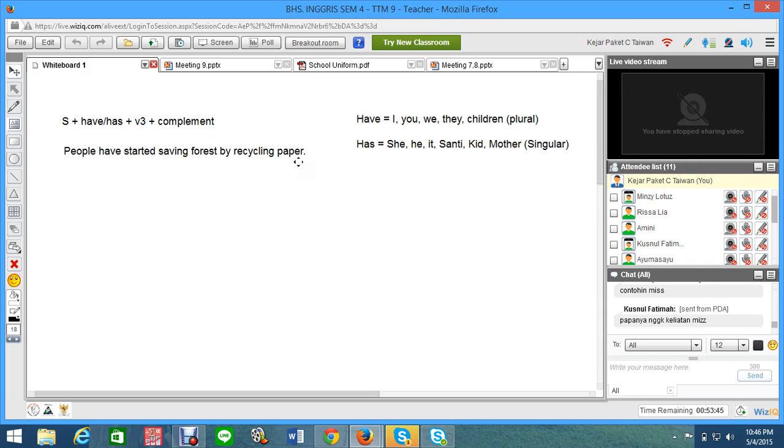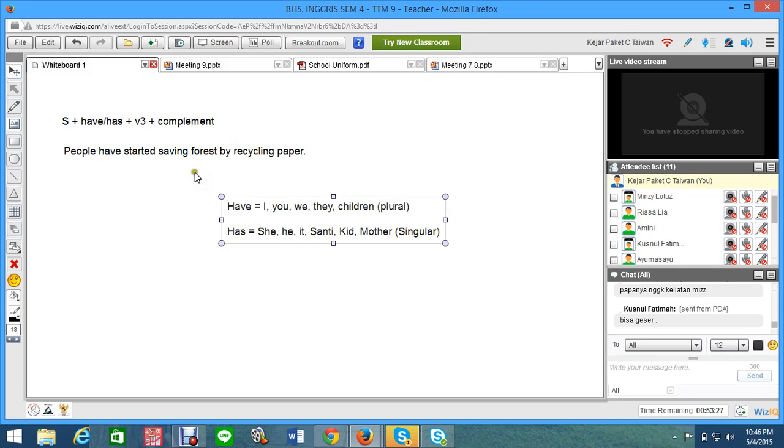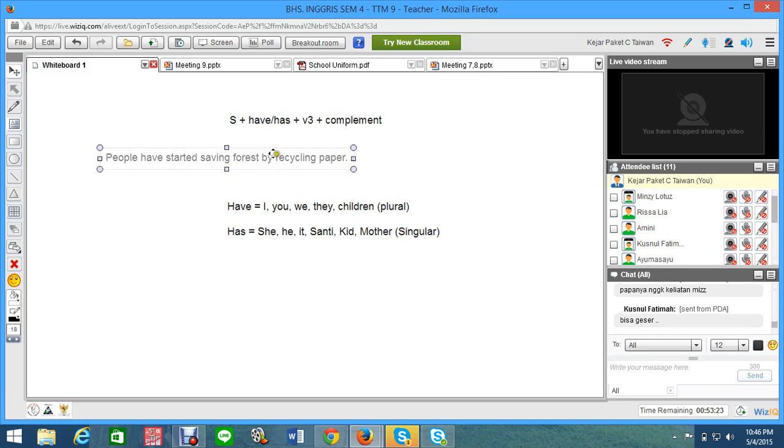Papanya, maksudnya Mbak Kusnul, papanya? Nggak bisa digeser ini Mbak. Oke. Sudah?